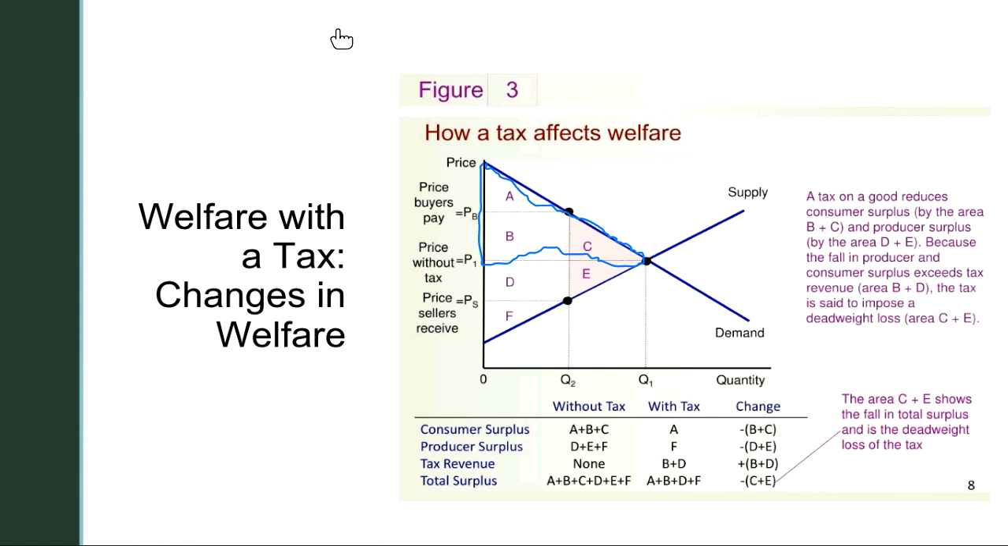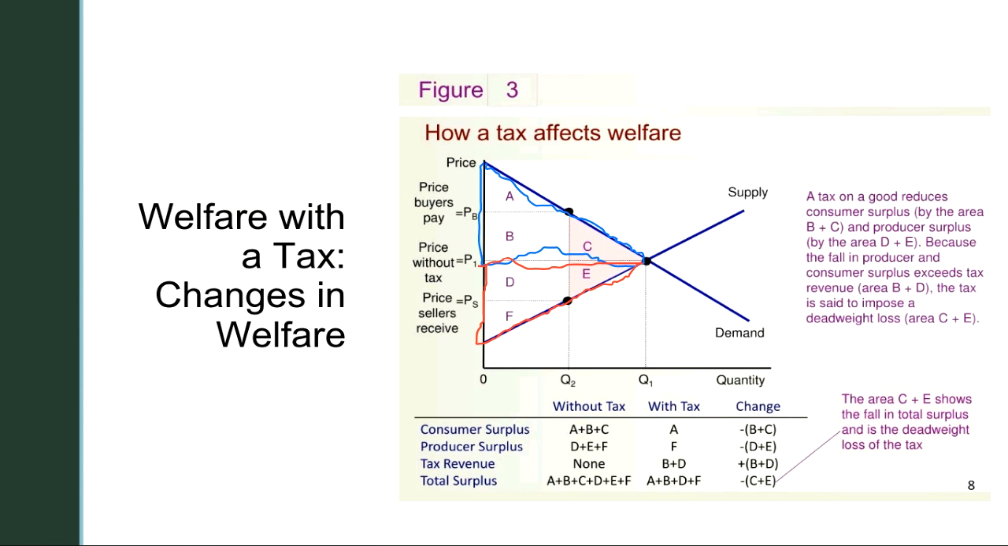Similarly, that means our producer surplus is this triangle down here. We have broken up the producer surplus as well into three different components, D, E, and F. So why did we break it up into these areas? We'll see in a second.